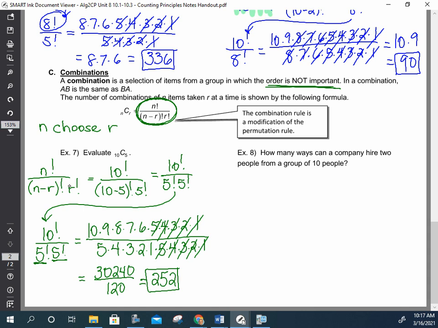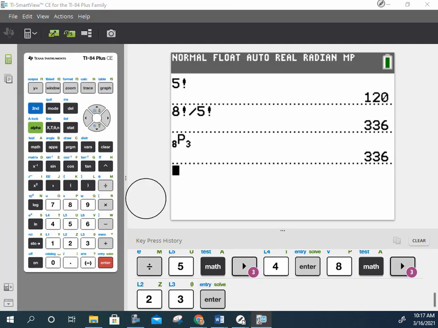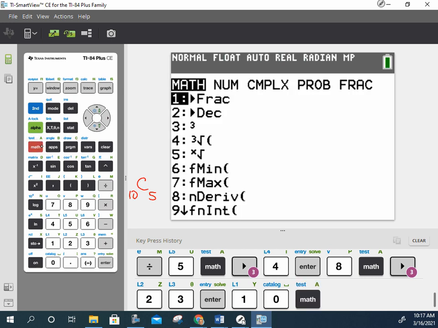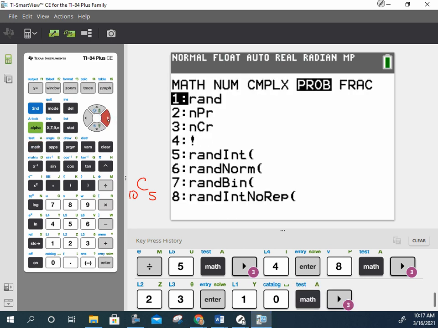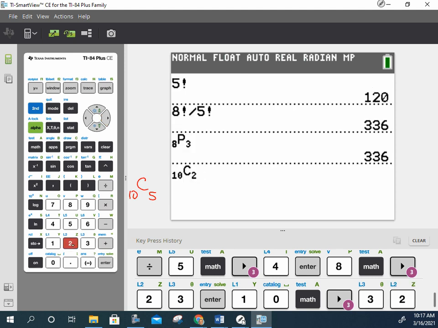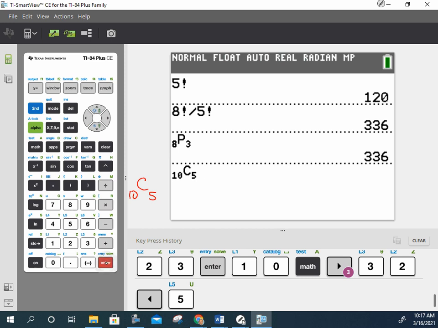Now, for those of you who have the technology. Remember, the problem was 10C5. Type in your 10. Go to math. Go over to where it says probability. Now you're going to pick the third one. Should be the second one. Type your 5. Enter. Pick the number.